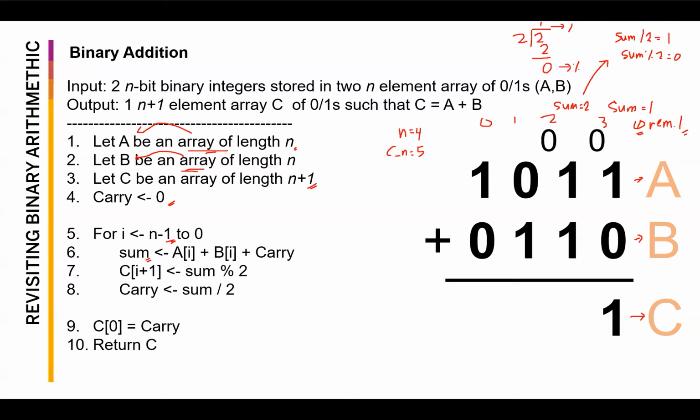Okay, so now we write the modulo at array C, and we assign the value of the integer division at this point to our variable carry. So now we have 1 here at the carry. So far, do you see the process on how it flows down?